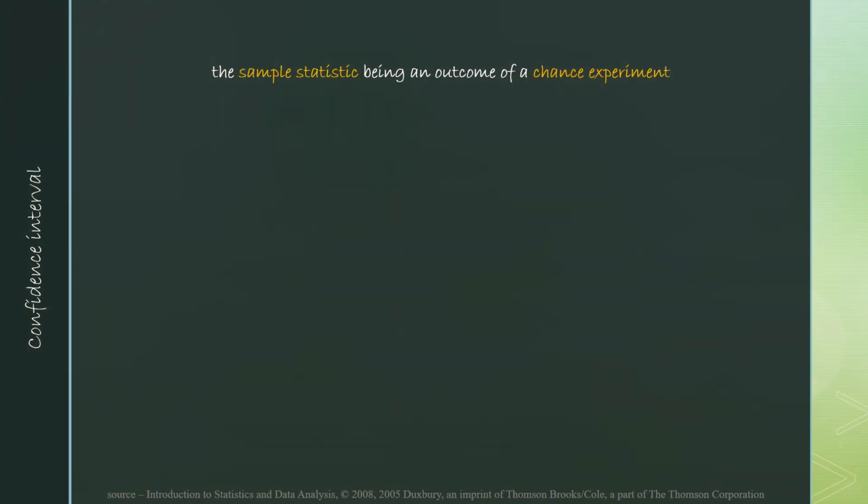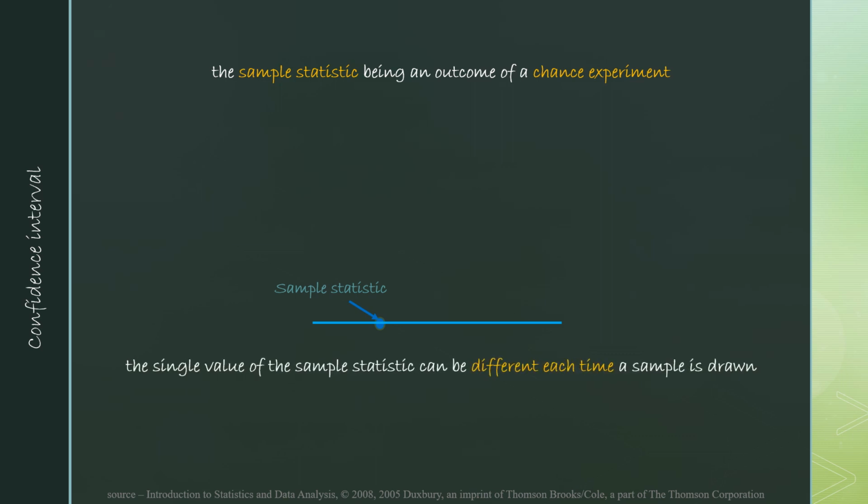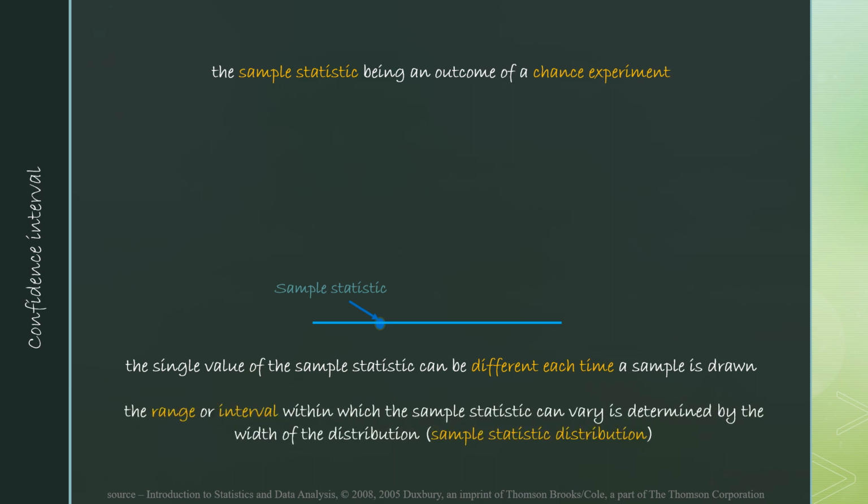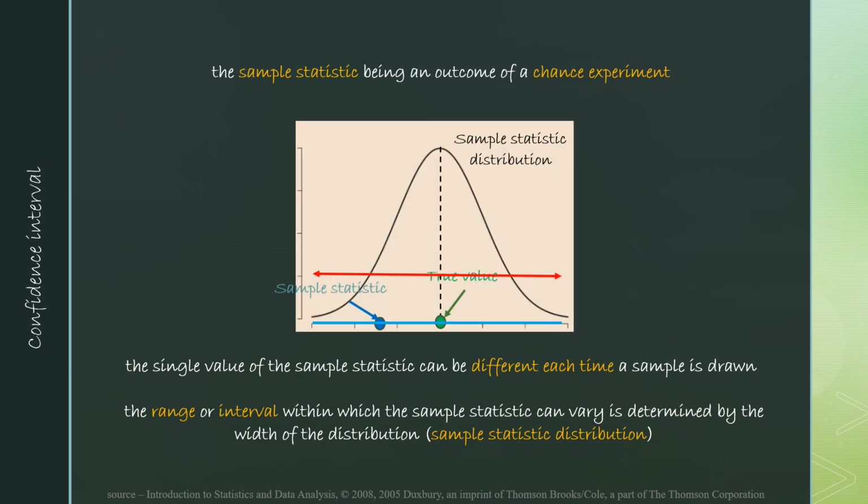The sample statistic is an outcome of a chance experiment wherein a sample is drawn out of the population and the statistic is arrived at from that sample. The single value of the sample statistic can be different each time a sample is drawn. The range or interval within which the sample statistic can vary is determined by the width of the distribution, in other words, the sample statistic distribution.